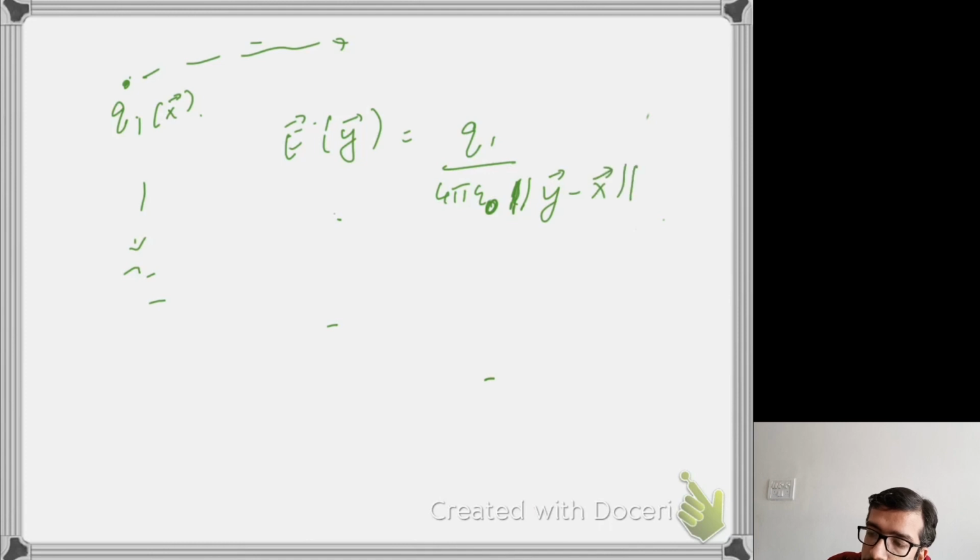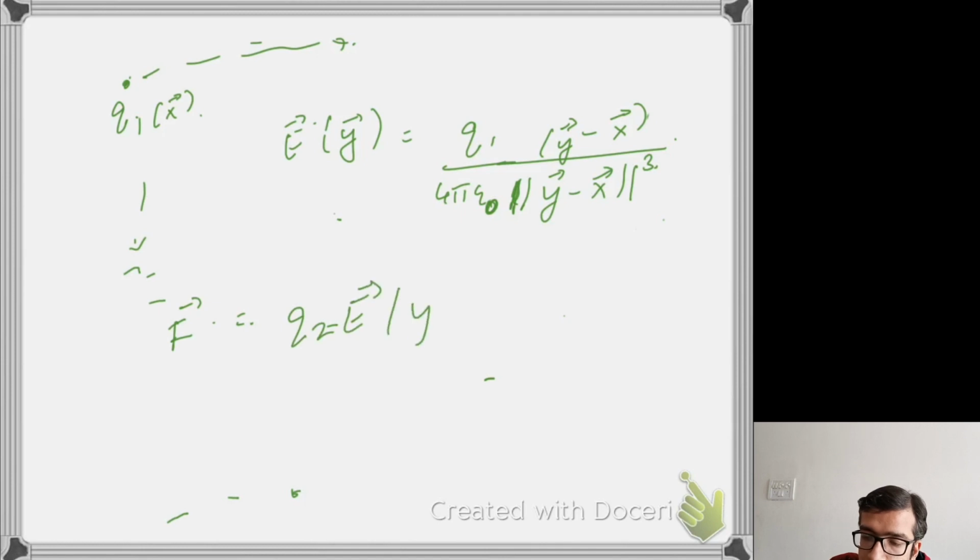Right, because (y − x) cap is (y − x) over the norm of (y − x). So this is the electric field which it creates at a point y. Now the force experienced by any charge located at that point is given by q2 times the electric field at that point. So this is how you interpret it in the language of fields.